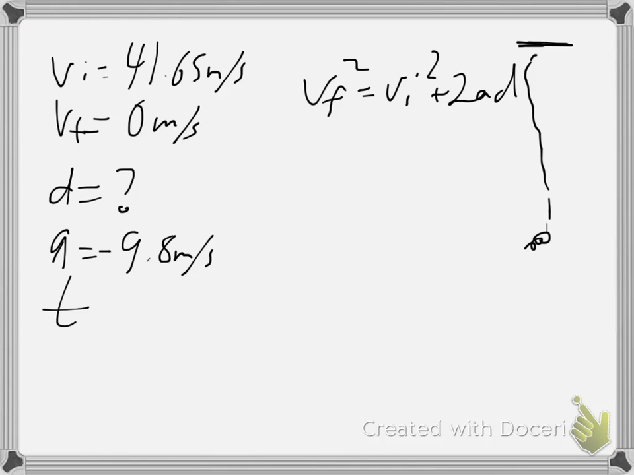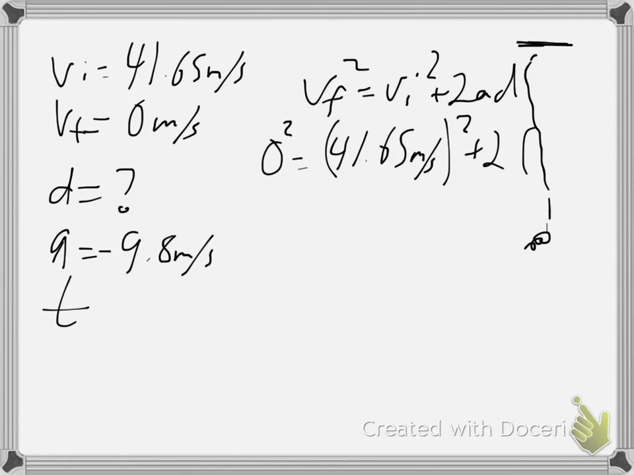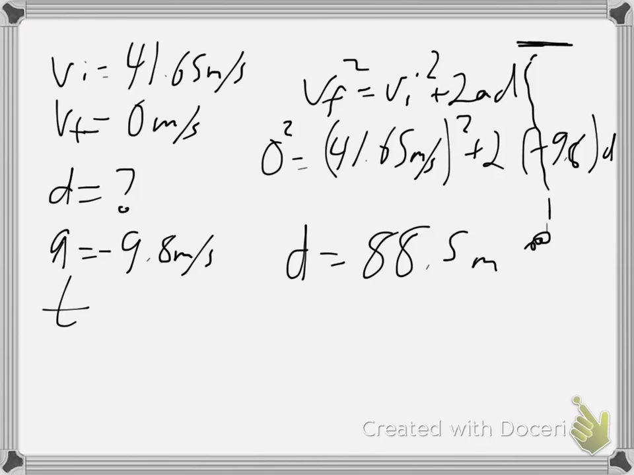My v_f is going to be 0, so 0 squared is, again, 0. v_i squared is going to be 41.65 meters per second, squared, plus 2 times negative 9.8 times d, and we want to solve for our d here. Again, let me pull up my calculator. So it's going to be 41.65, we're going to square that value, and then divide that by 2 times 9.8. And we find that our distance d is going to be 88.5 meters. And that's how you do it.